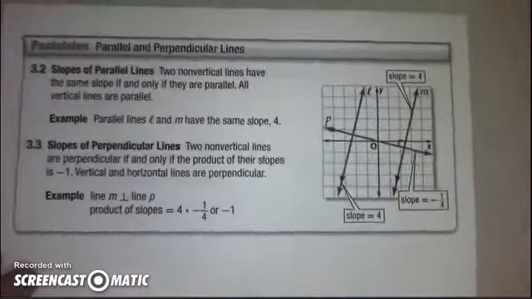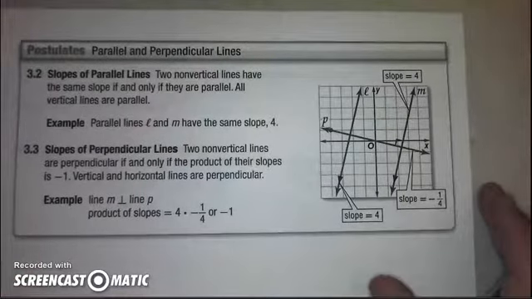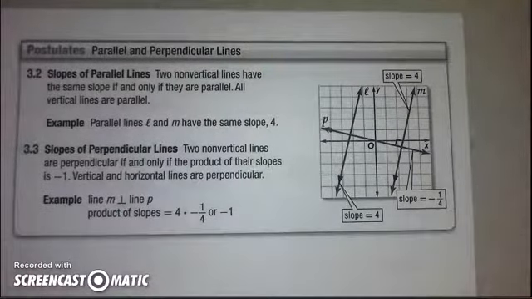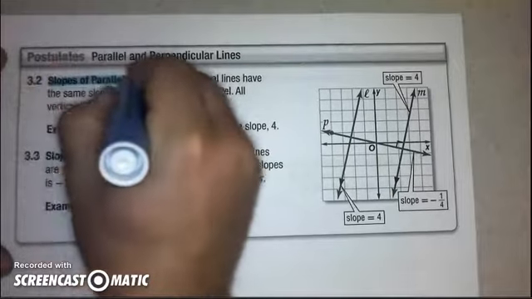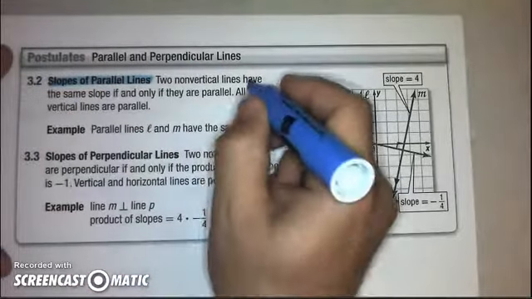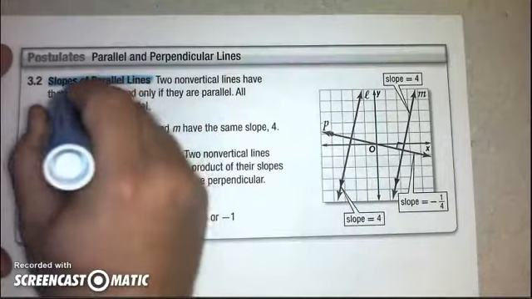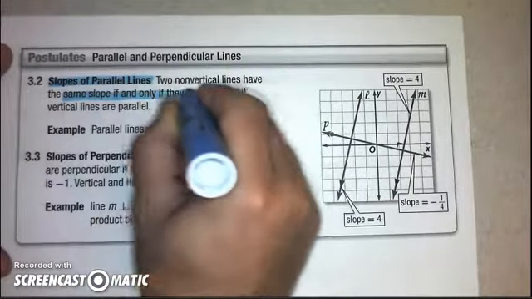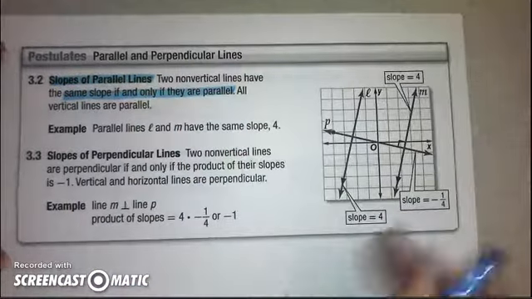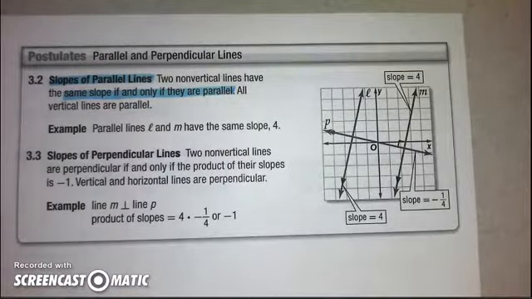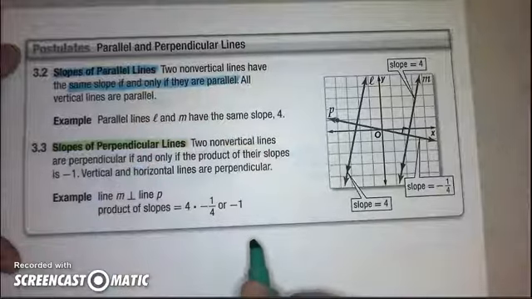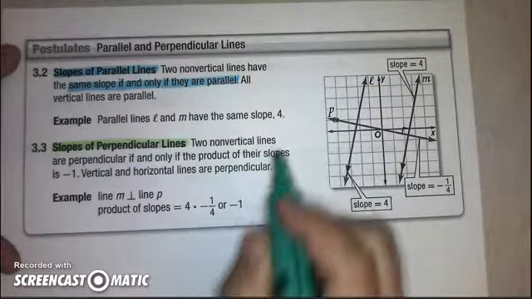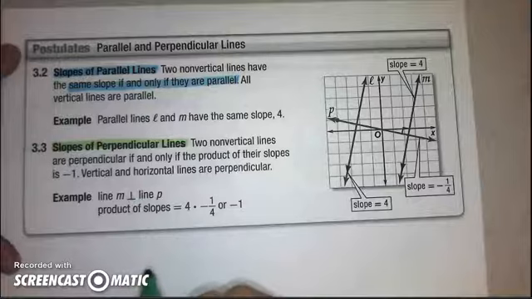All right, and this brings us to one of our other big key ideas here when we talk about parallel and perpendicular lines. And here's the basic idea. Slopes of parallel lines are the same. Two lines having the same slope are parallel. Okay. Slopes of perpendicular lines have a product of -1.